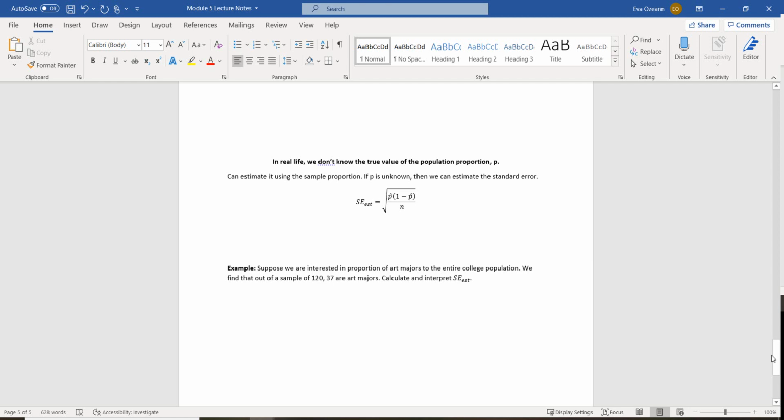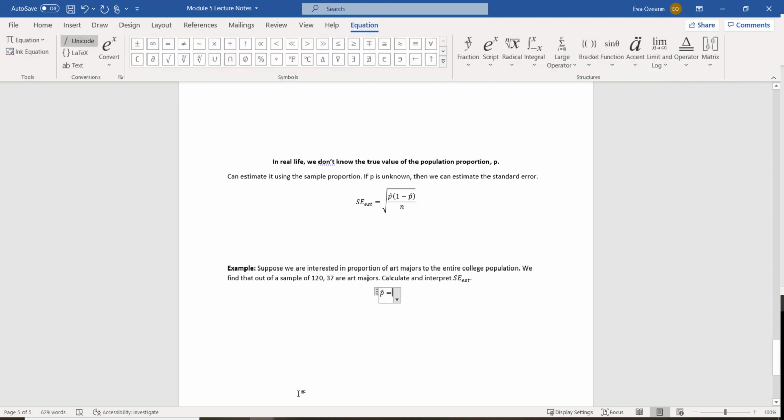So the very last example is, suppose we're interested in the proportion of art majors to the entire college population. We find that out of a sample of 120, 37 are art majors. We want to calculate and interpret the standard error. So first off, because we didn't say that we were going to do this randomly, this is probably a biased study, but that's okay. We should carry on with the math anyway, just to get our hands dirty. So the first thing I need when I'm calculating the standard error estimate is I need to figure out what p hat is.